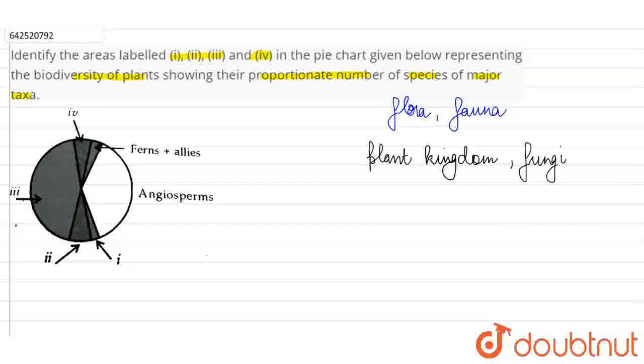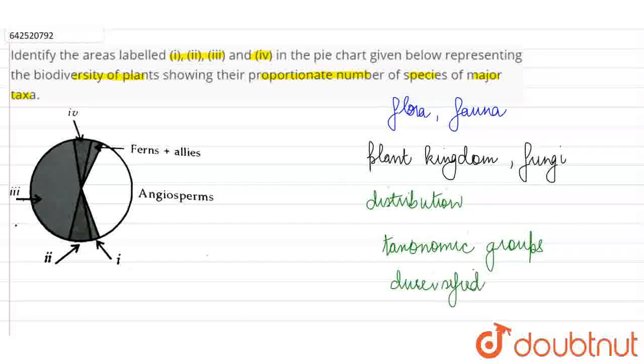And as we all know, if we talk about the distribution of biodiversity, it is not very uniform. We see that some taxonomic groups are highly diversified. They have many different species, whereas others are comparatively smaller, or we can say less diversified. So the larger the share in the pie chart, the larger the biodiversity is going to be there. So basically the bigger sector will be occupied by the group which has more species, which is more diversified.